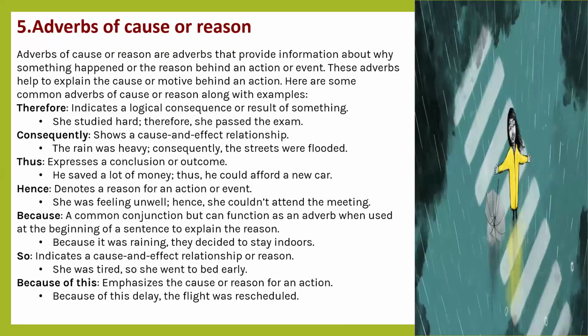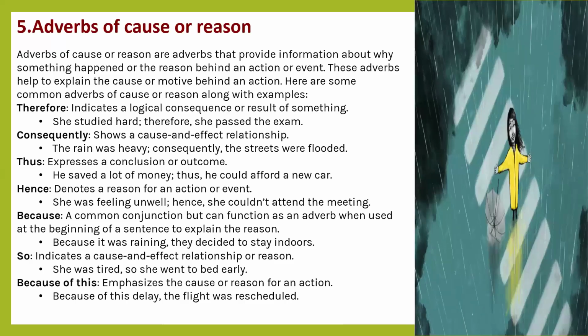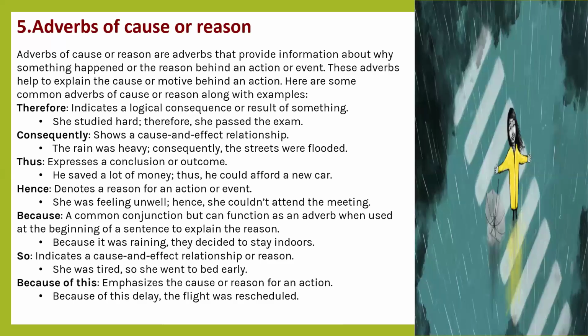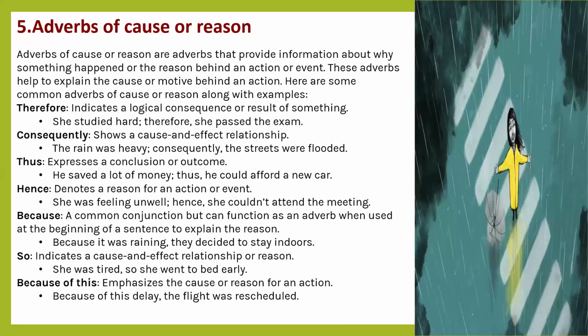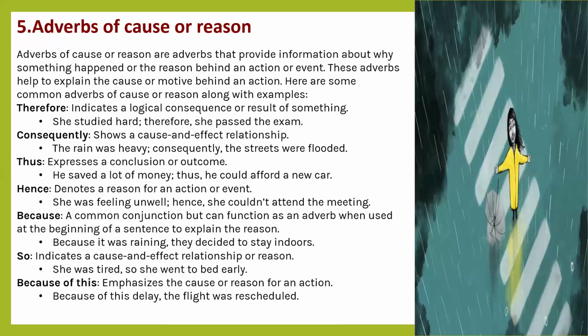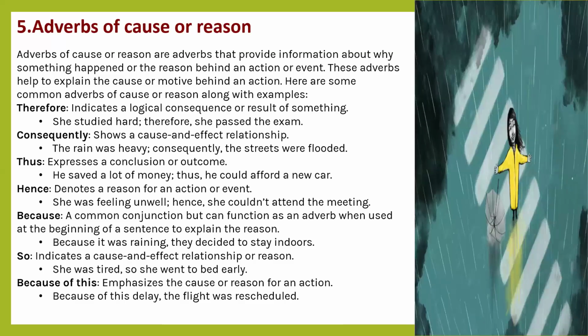In this case, look at the example. When we are using the adverb of cause or reason, before using it we use a semicolon, and afterward we use a comma. The rain was heavy; consequently, the streets were flooded. Thus expresses a conclusion or outcome. He saved a lot of money, thus he could afford a new car.